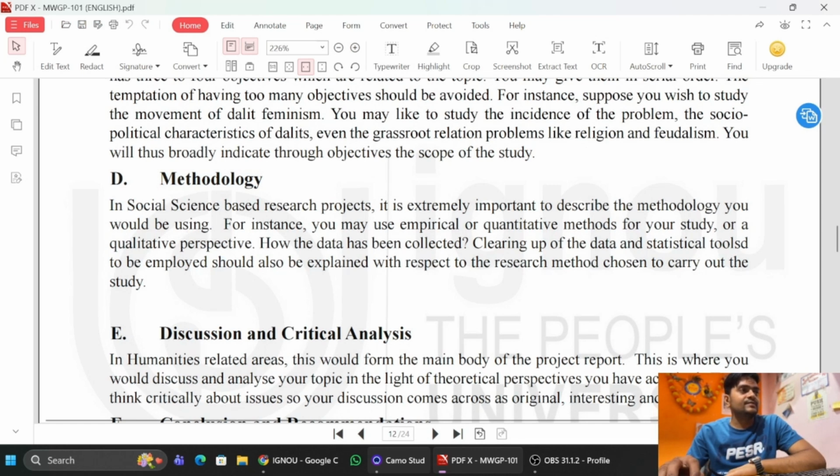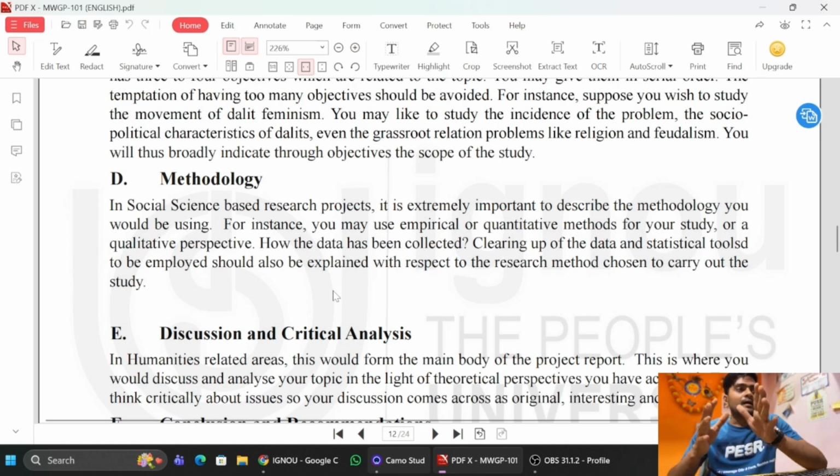In social science based research project, it is extremely important to describe the methodology you would be using. For instance, you may use empirical quantitative method of your study. These are the research design, okay, or a quantitative perspective. How the data has been collected, cleaning up the data and statistical tools to be employed should also be explained with respect to research method chosen to carry out the study.